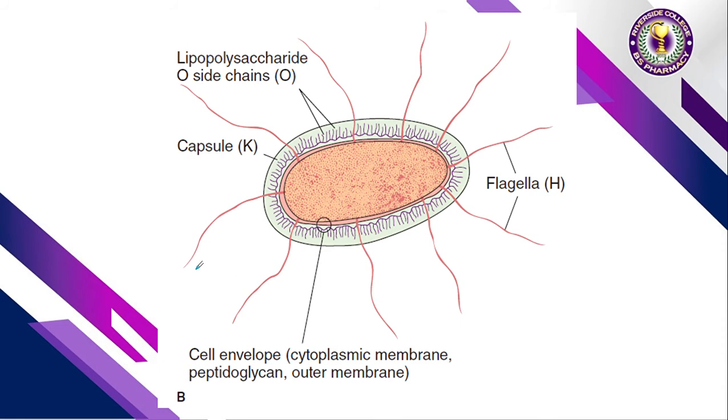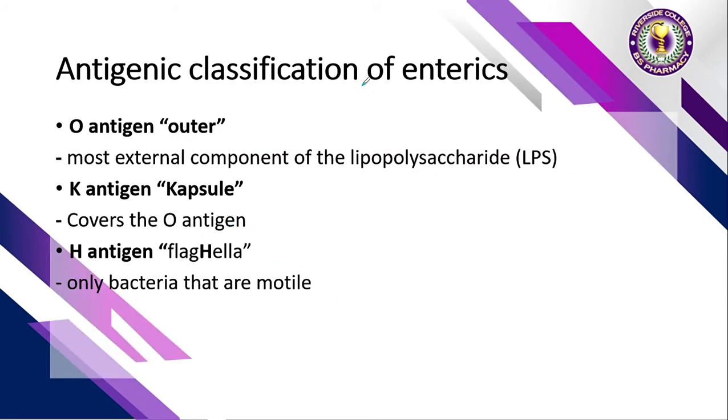Here we have the factors: O, K, and H. Antigenic classification of enterics. The O antigen stands for outer because it is the most external component of the LPS. The K antigen is the capsule, because it covers the O antigen. And the H antigen, remember, is flagella. Only bacteria that are motile have it. Flagella is a structure for motility of the bacteria.